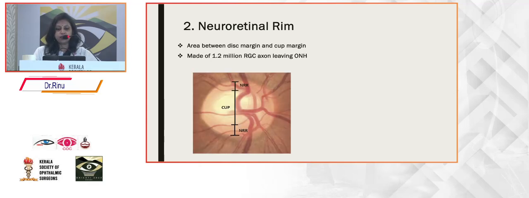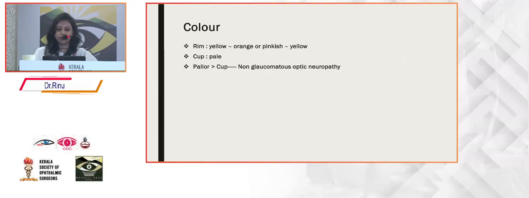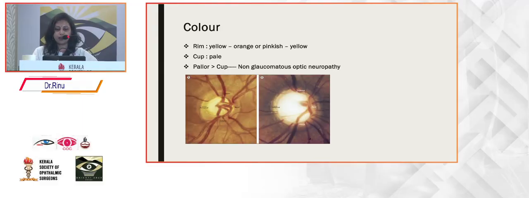Second one is the neuroretinal rim, and this is basically the area between the disc margin and the cup margin, and it is formed of 1.2 million retinal ganglion cell axons, which leave the optic nerve head. So the rim, which is made up of axons, is orangish or yellowish in color, whereas the cup, which is a void area, reflects the lamina cribrosa underneath and is pale in color.